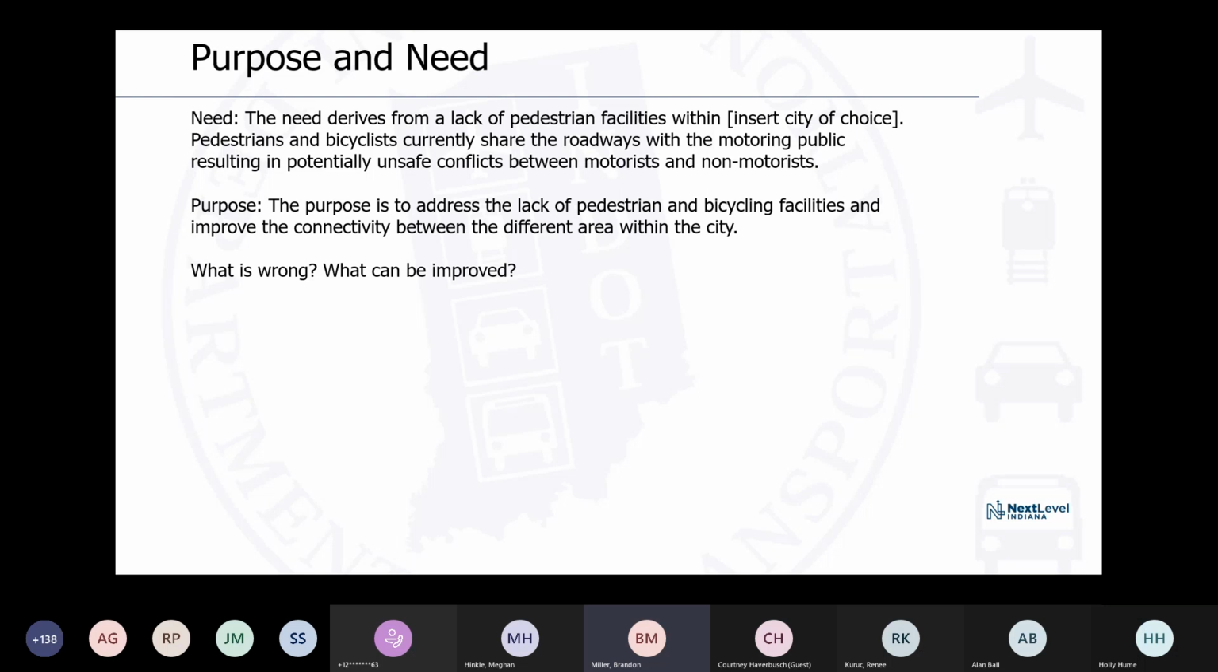Narrow it down. A city is a large area. There's likely not a lot that you can actually do for an entire city. I'm not opposed to it. It's just that it's a funding issue.